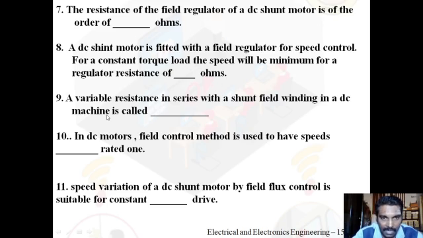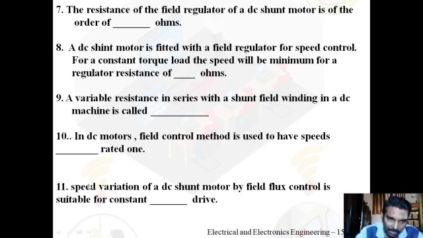The ninth question: a variable resistance in series with the shunt field winding in a DC machine is called the dash field regulator. Whenever the resistance comes in series with the field winding, I can call that a field regulator. In DC motors, the field control method is used to have speeds dash rated one, that means above the rated one, because below the rated one is not possible. In field control, we consider speeds above the rated value.